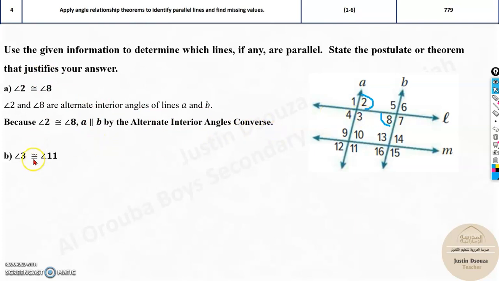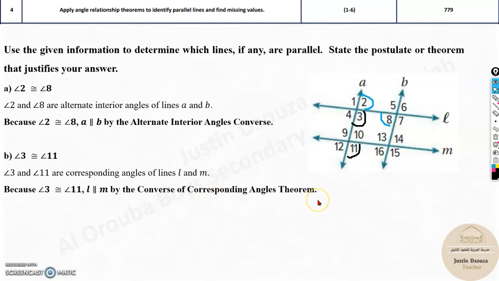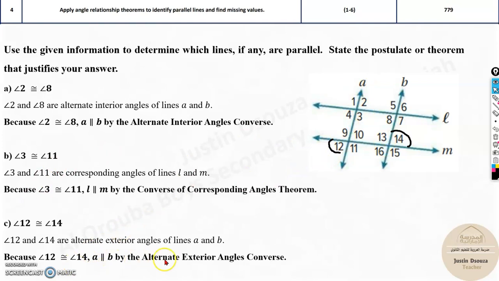That's it. Now over here, 3 and 11. 3 is over here, 11 is over here. Now the positioning is the same, isn't it? 3 is down right side, 11 is down right side. It's corresponding. So converse of the corresponding angles theorem. 12 and 14, let's see where 12 and 14 are. Over here is 12, over here is 14. It is exterior, outside angles, making A and B parallel. Now before that, once again, 3 and 11, if you notice, make L and M parallel. And now over here, 12 and 14 will make A and B parallel by the alternate exterior angle converse.